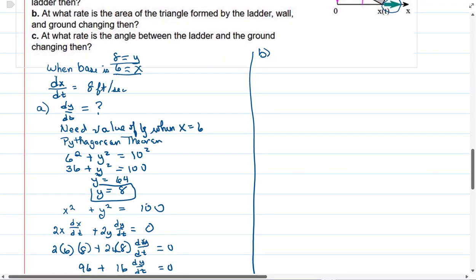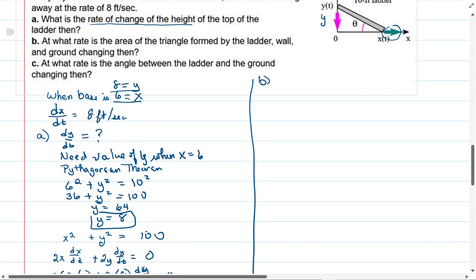Now we're going to do: at what rate is the area of the triangle formed by the ladder, wall, and the ground changing then? So now we want what? Area. What is the rate of change of area? Here we go. So we know area is 1/2 x times y. Everybody comfortable with that?